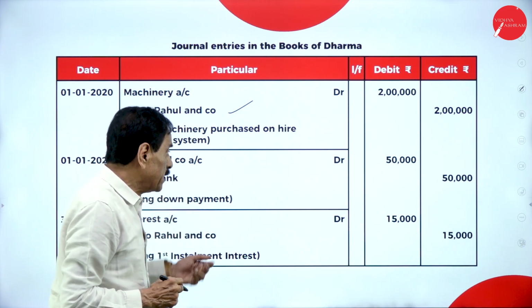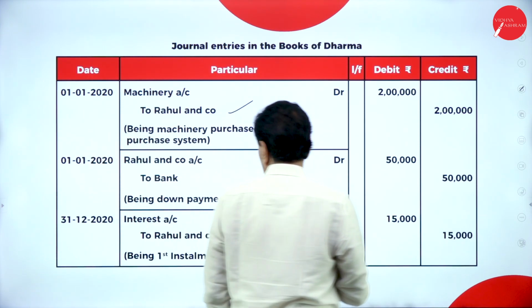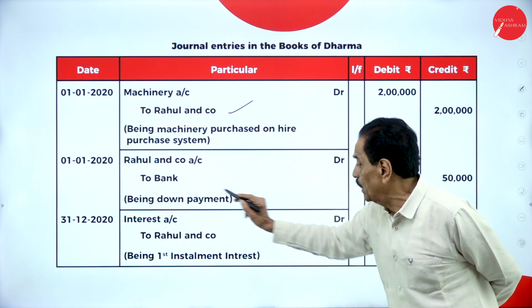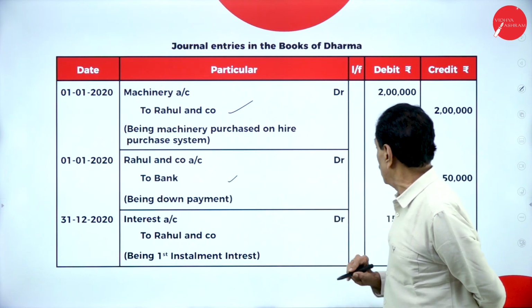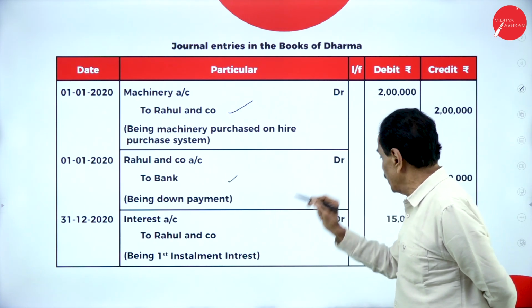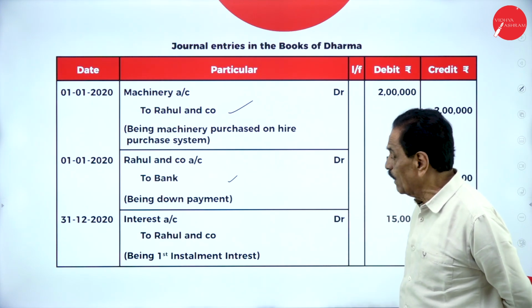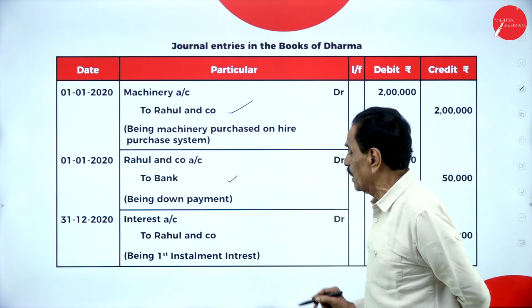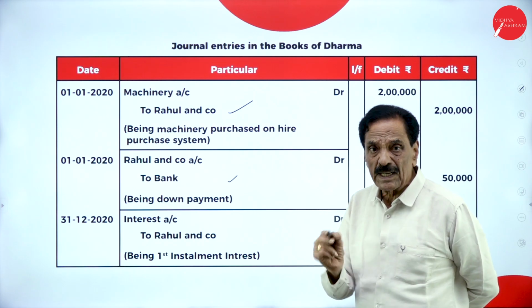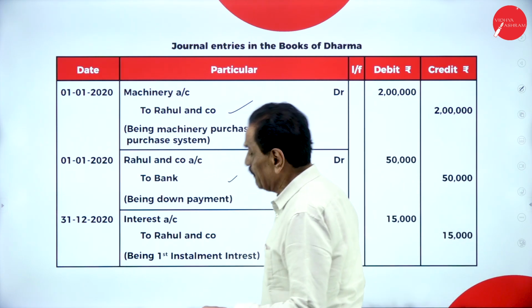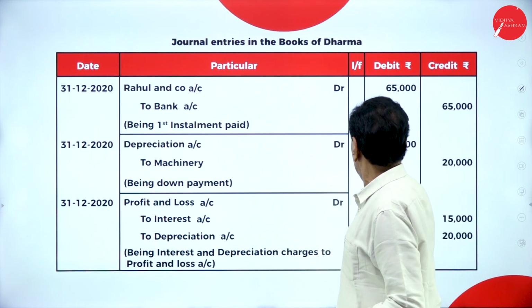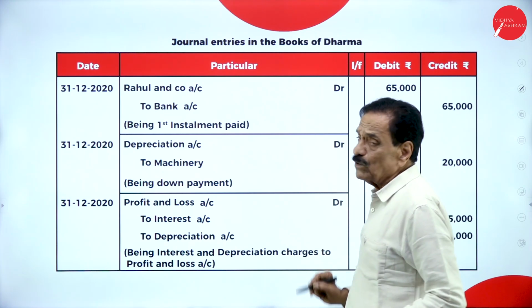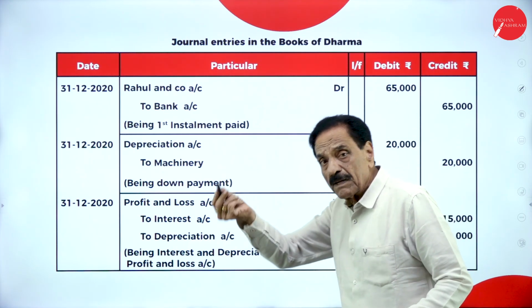Then we have to pay the down payment of 50,000 here. Rahul account debtor to bank account. This is your down payment. Then interest of that year, we are calculating 15,000. Interest account debtor to Rahul account. You have to pay the interest to the hire seller. Then in the first year, Rahul account debtor 65,000 to bank account 65,000. 50 plus 15.